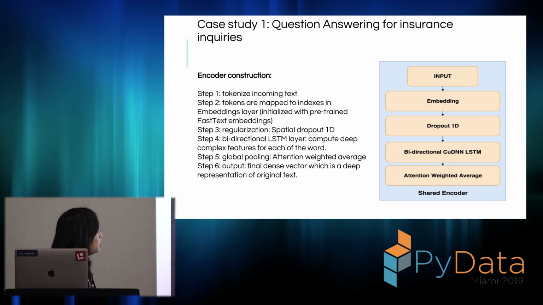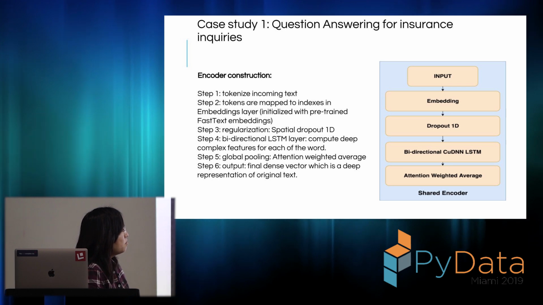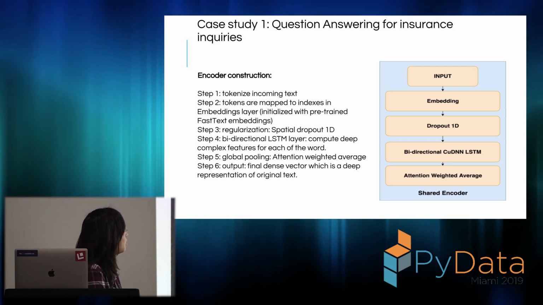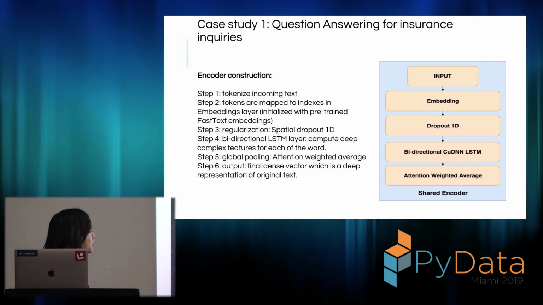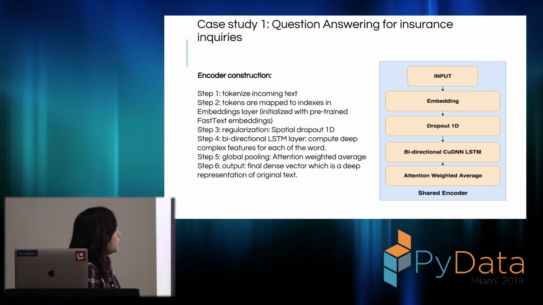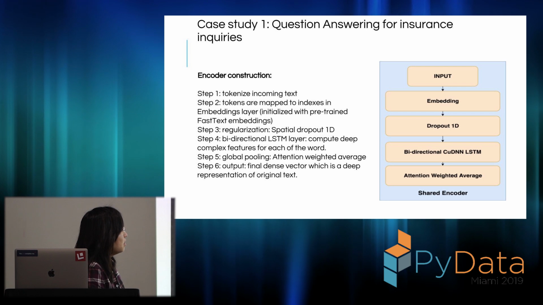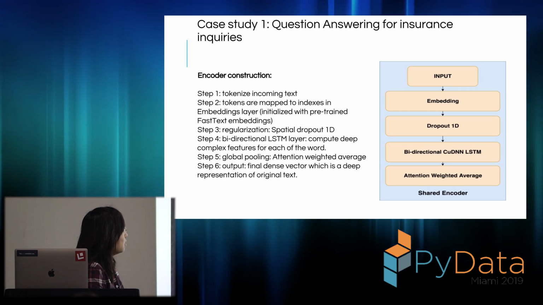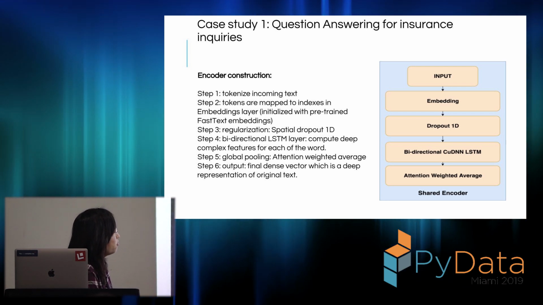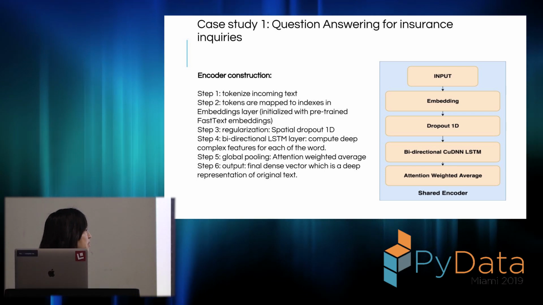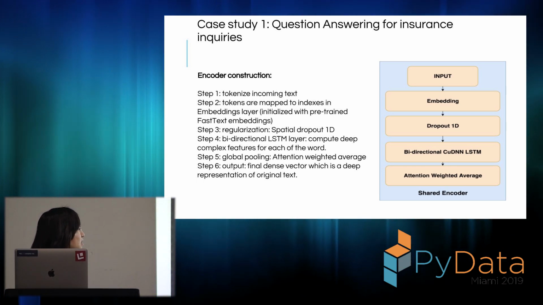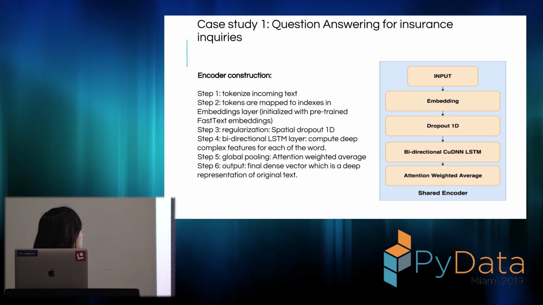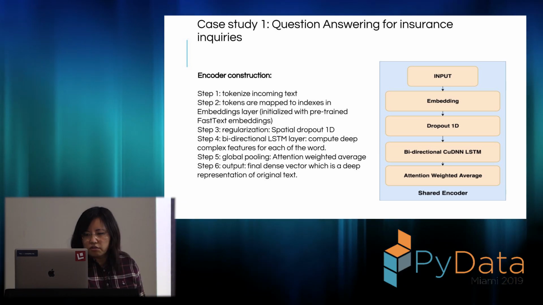And then next, we use LSTM, a bidirectional LSTM, which is a type of RNN, to compute the deep complex features for each of the words. And at the pooling layer, instead of using the general global pooling, we find an attention-weighted average is a better summarization method here. And at last, the output we get is a final dense vector, which is a deep representation of the original text.